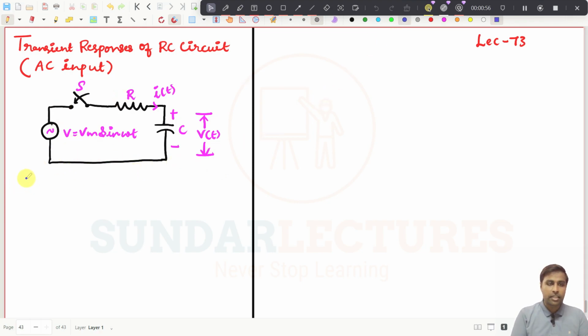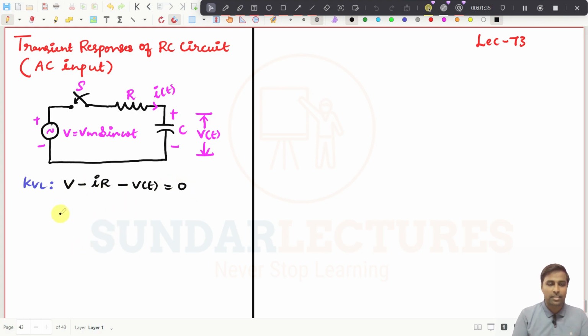If you are writing the KVL expression, what you will get? Start from this point. This is plus, this is minus, and the current is flowing in this direction. So it will be V and then minus I into R, maybe I of t into R, and then minus V of t, the capacitor voltage. Maybe this is small v, this is capital letter V. That should be equal to 0.